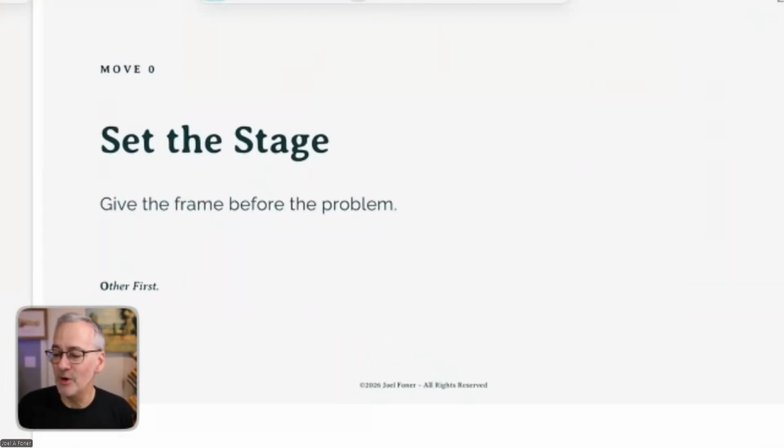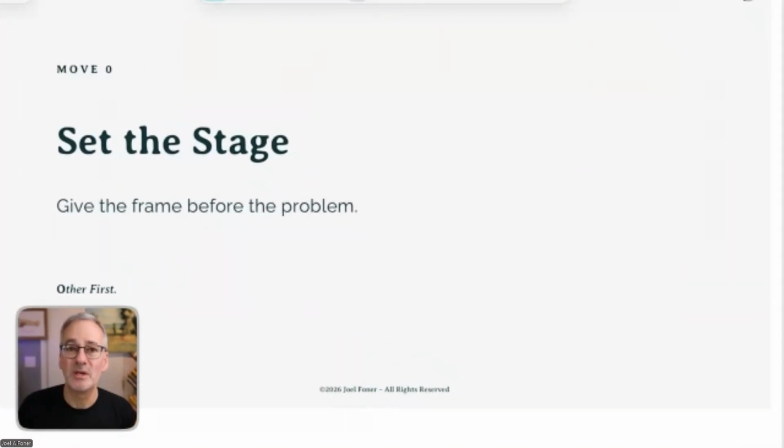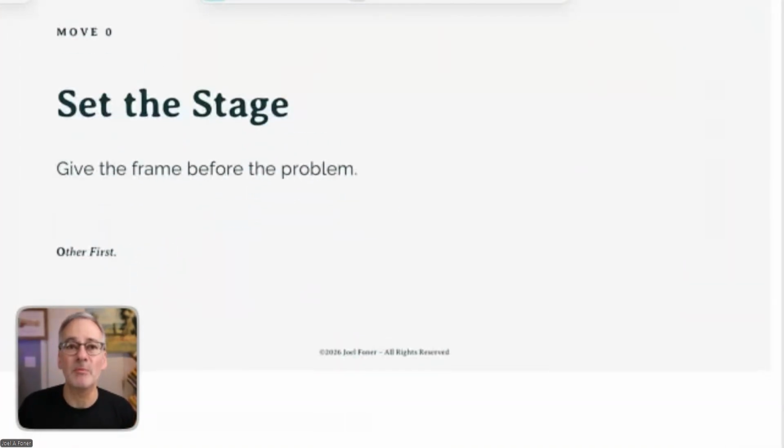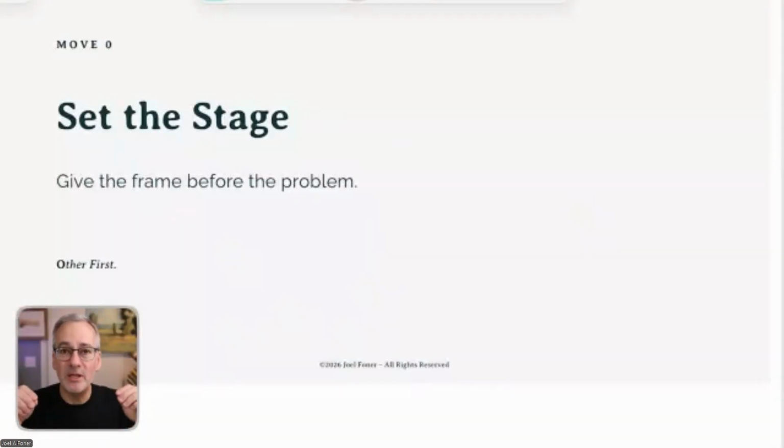Move 0, I call it, is setting the stage. It's what's the frame for the problem? And what I'm really doing is I'm encouraging the language model to go off and pull in some relevant context relative to that comment or that question or that area of work. So it has a starting point. Because if I don't tell it to do that, it's just going to start with generics and maybe not have any kind of frame to work with and give you a really bland answer. Right? So set the stage is give the frame before the problem.